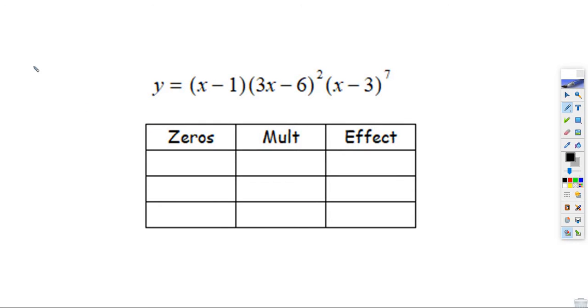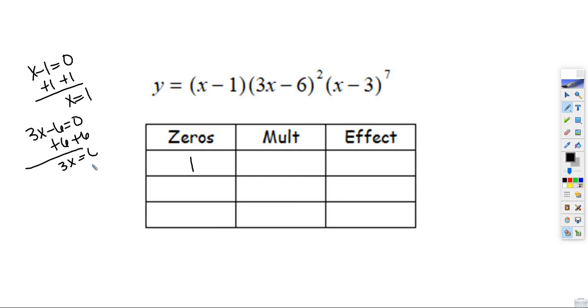So one more time, we have x minus 1 is equal to 0. Add 1, so x is equal to 1, so that's my 0. Factor, set it equal to 0, and solve is going to give me my 0. So I have a 0 of 2. And then my last factor, x minus 3, is equal to 0. Add 3, and I get x is equal to a positive 3.